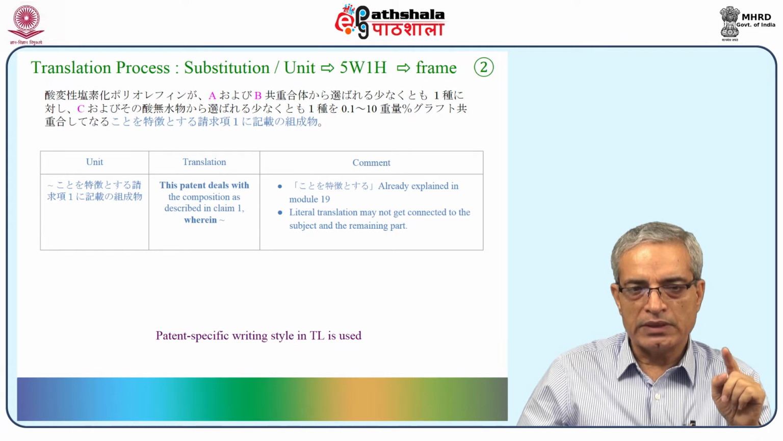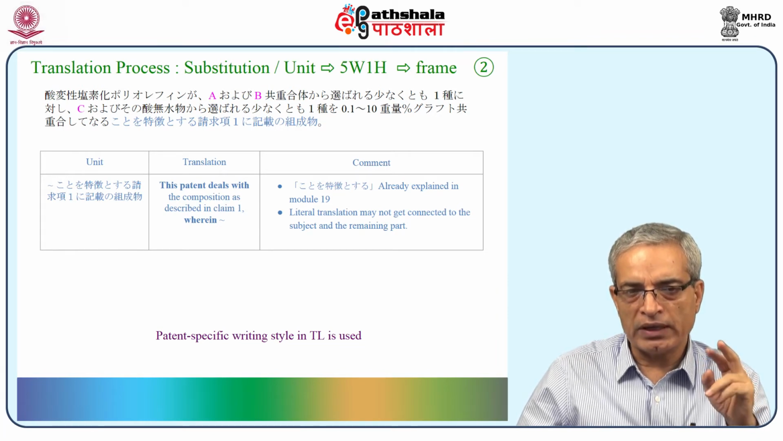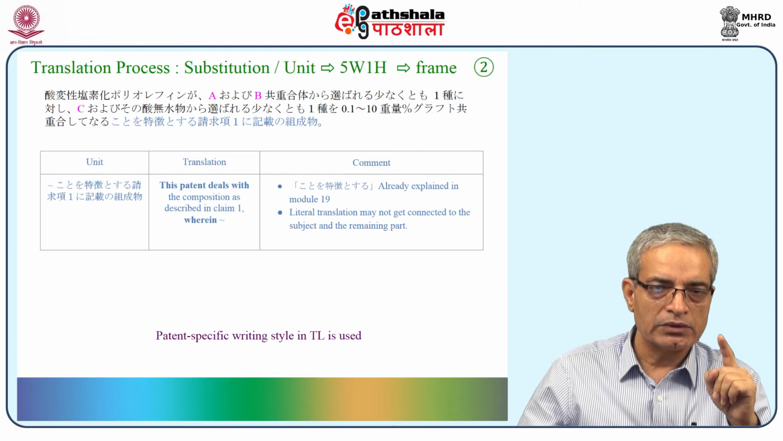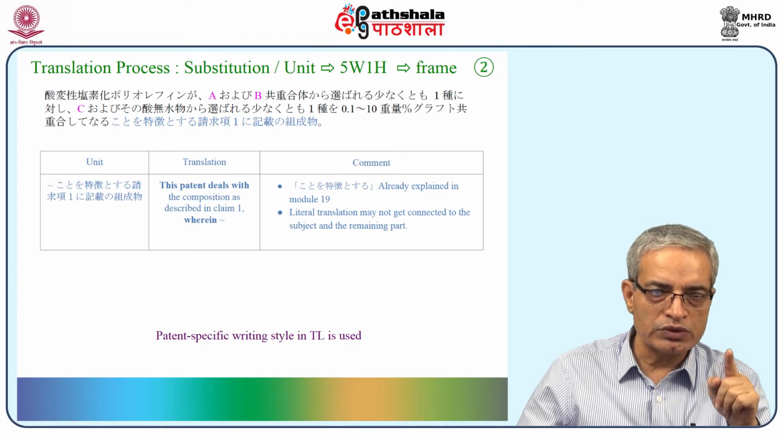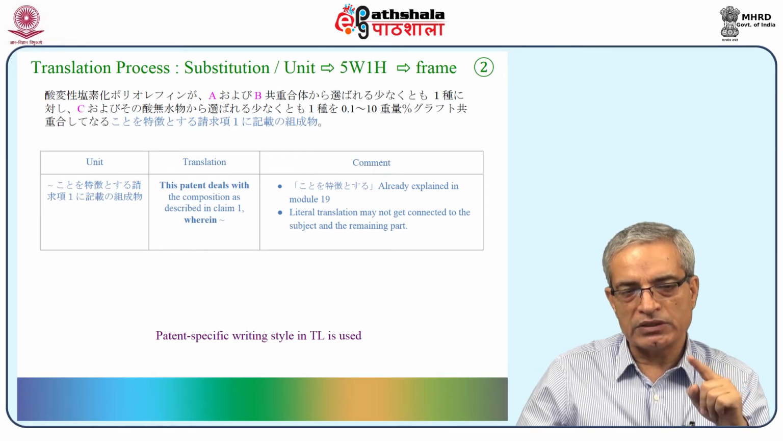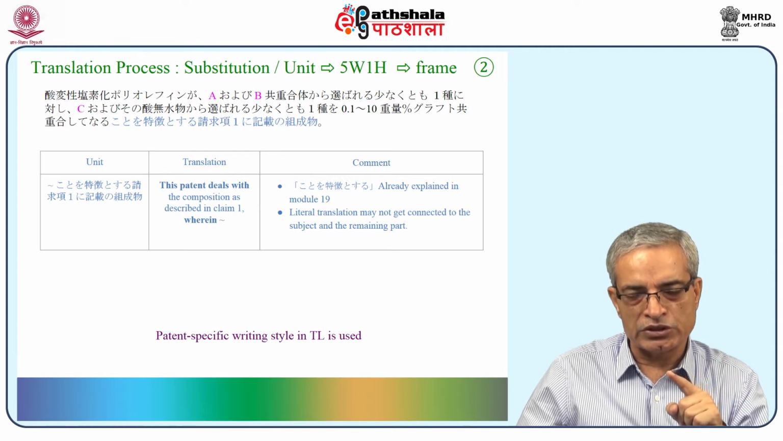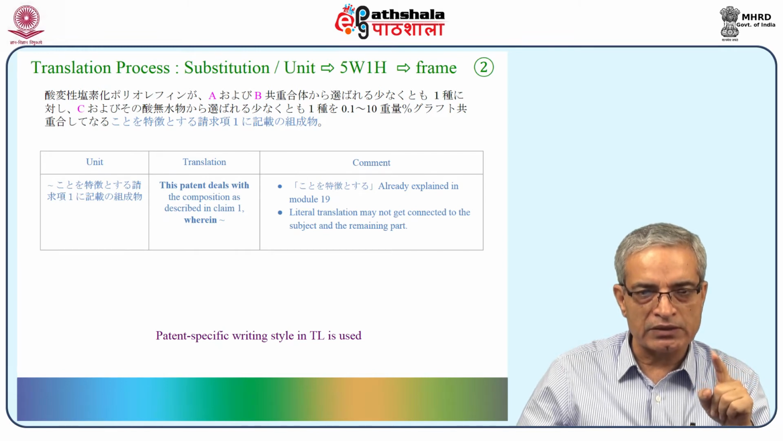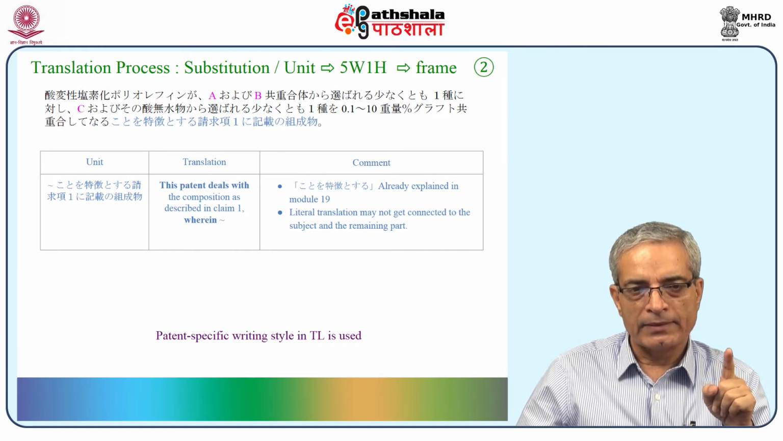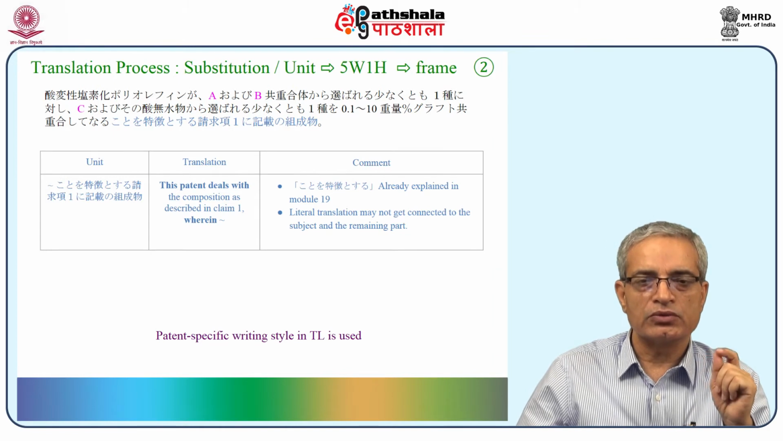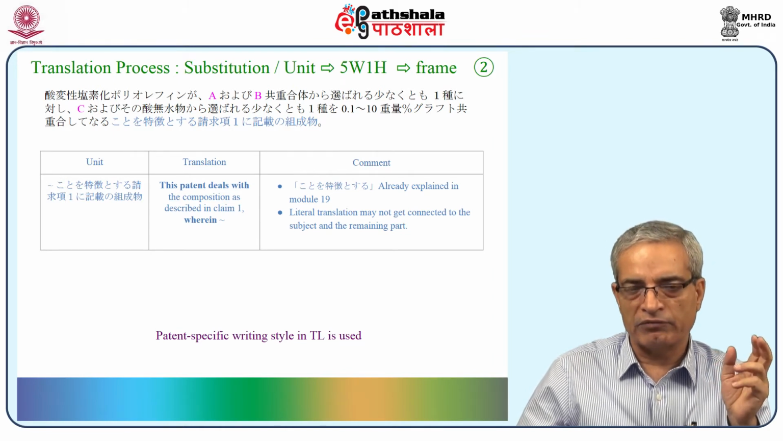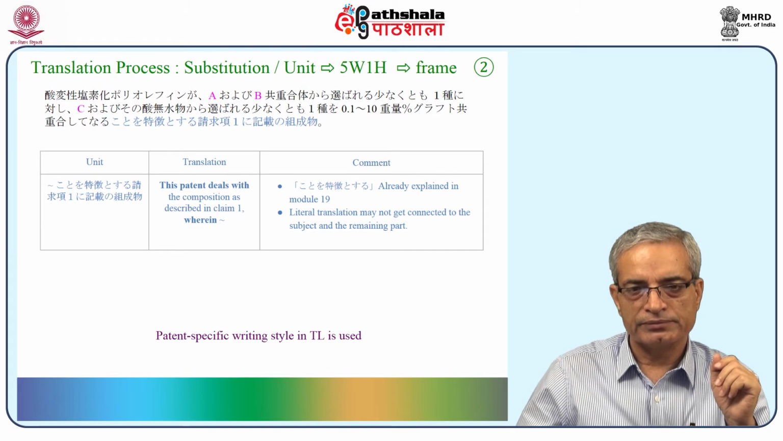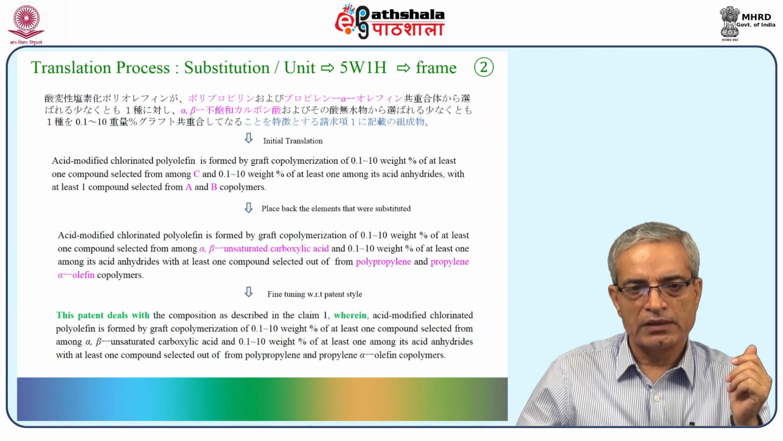The composition as described in claim 1. You may have this clause coming again and again. Seikyu ko ichi naishi go matawa ichi to ni, or it could be ni only. So there could be various combinations, but this part seikyu ko ni kisai will remain common. So the composition as described in claim 1 wherein is the normal one. So this is again a patent specific style. So this was the initial translation.